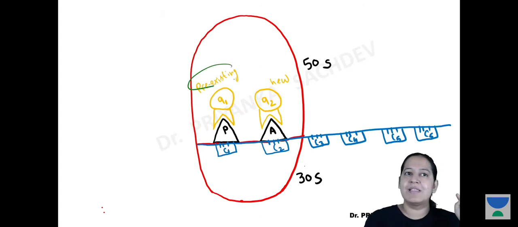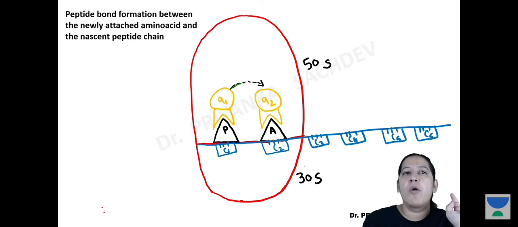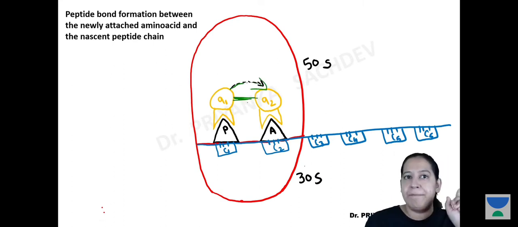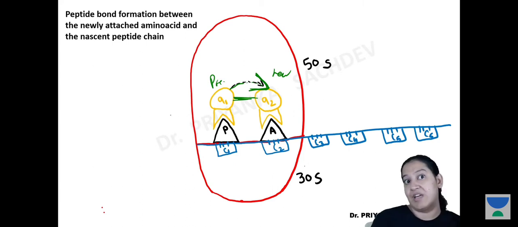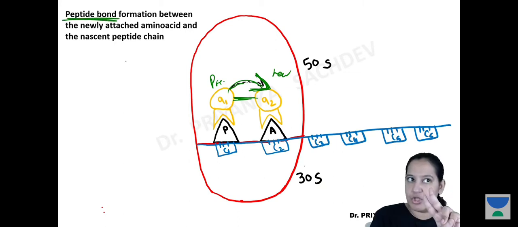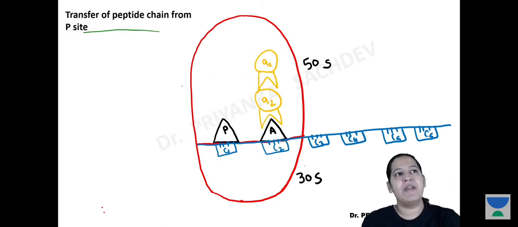This is the pre-existing one, the old one. This is the new one coming on the third step. A bond will be formed between the two. Between the pre-existing and the new, a peptide bond will be formed. Look at the direction of the arrow. The pre-existing will move towards the new. The new will not move towards the pre-existing. So the third step is peptide bond formation between the two, and then there is shifting of the pre-existing to the new.